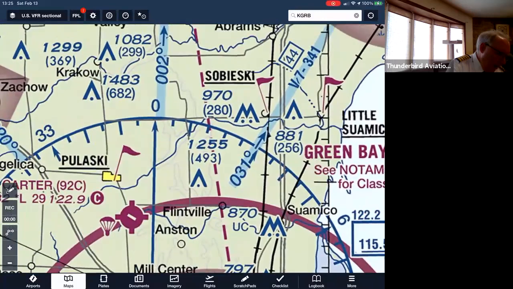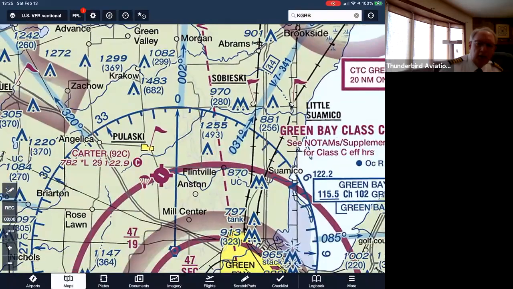So outside the airspace, as we're heading towards Carter, we're going to have to contact Green Bay Approach. When we were talking about Class B airspace, we said you needed a clearance to get into the Class B airspace. All you need to get into Class C airspace is to establish two-way radio communication, just like going into a towered airport in Class D airspace.